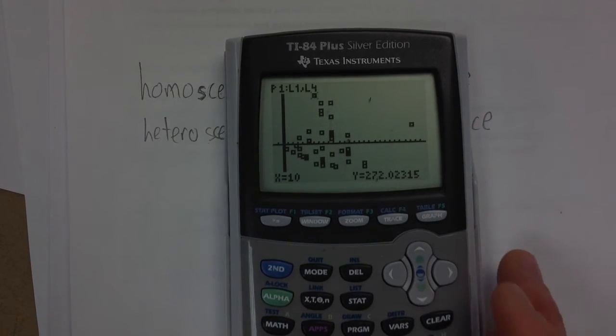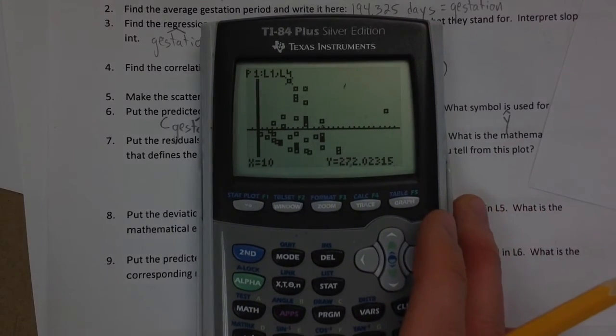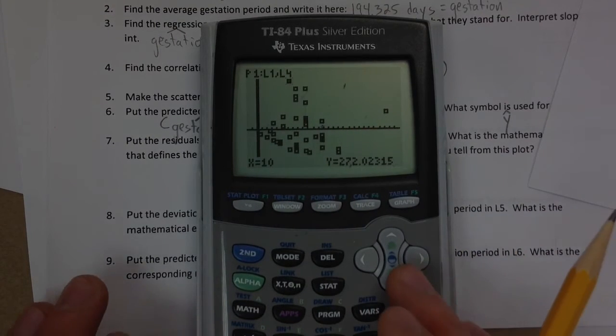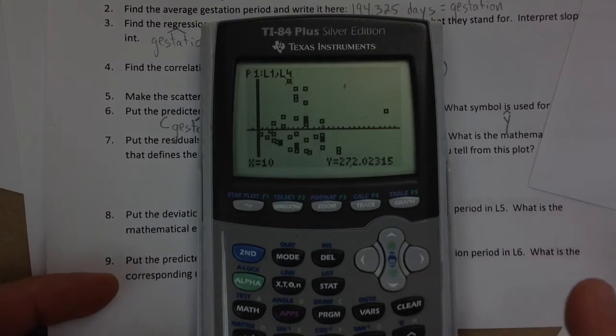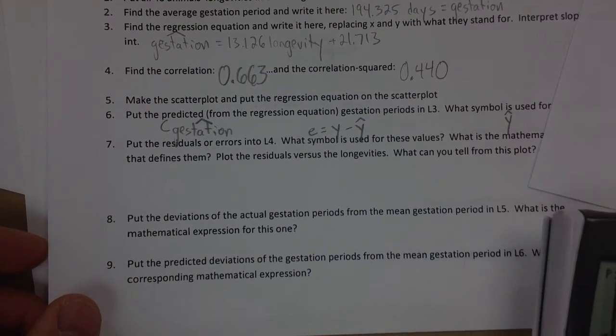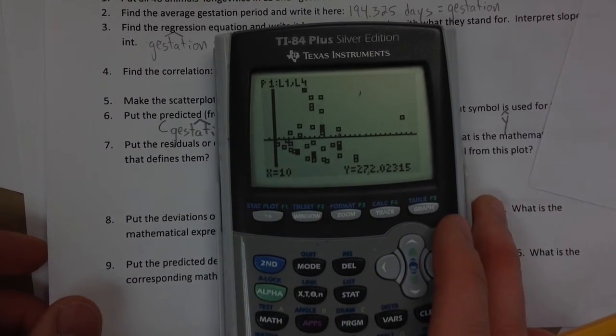So the residuals plot is used to help you understand the model better and to understand if the model is appropriate. If you see patterns in the plot, that's generally not a good thing. That usually means that the model that you chose is not the most accurate one. Okay? Good. Any questions on the residuals plot?